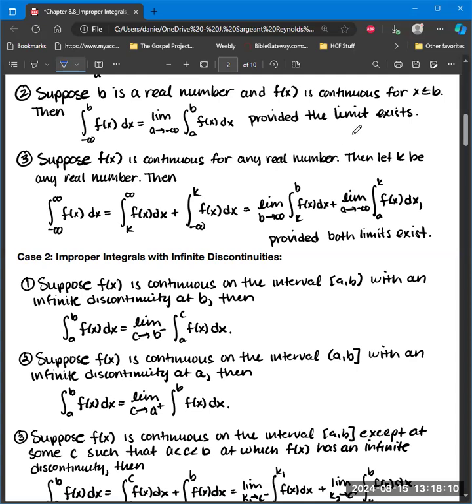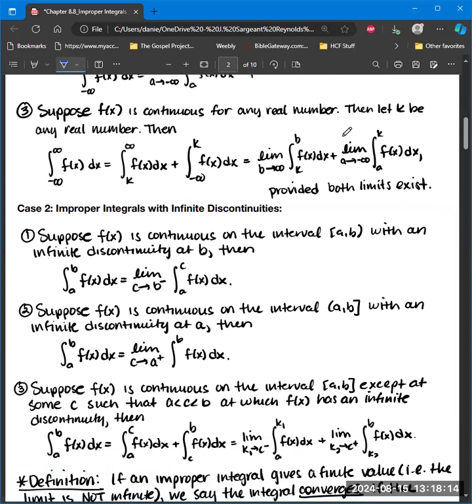And if the limit does not exist, then the integral is going to diverge. Now suppose f of x is continuous for any real number, and let k be a real number somewhere in the middle. We might actually use the letter c, because we've chosen a and b, and let c be somewhere in between. That's typically what we're going to do. So I might forget to use the letter k, I might use a c, that's okay.